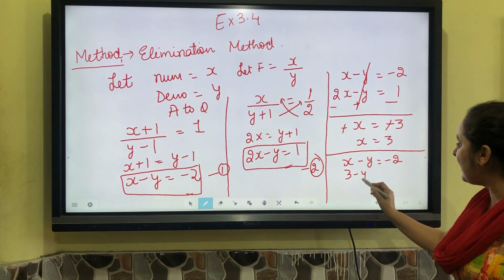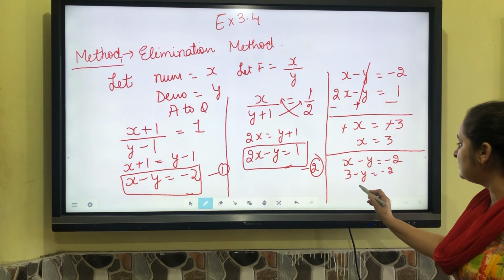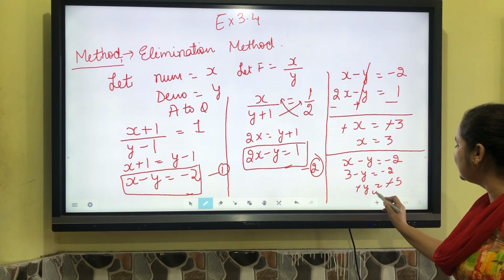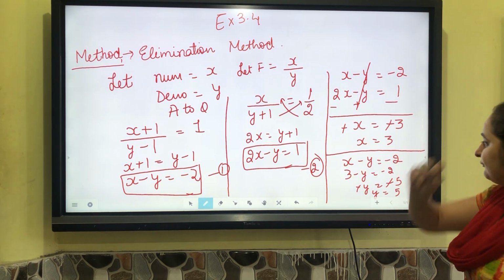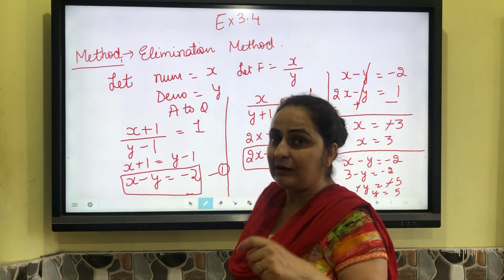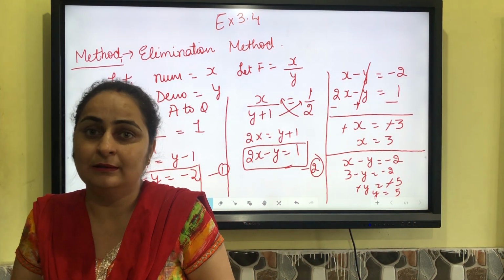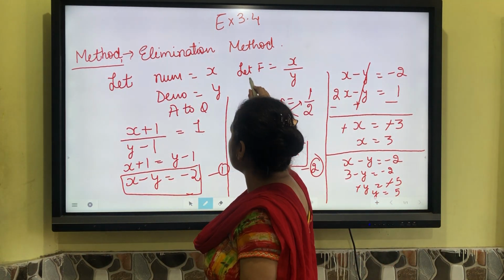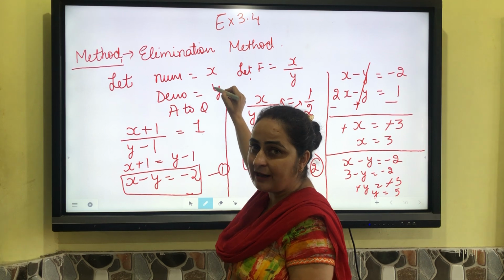Now, put this value here. 3 minus y is equal to minus 2, and minus y is equal to minus 5. That is, y is equal to 5. But what do you want to calculate here? Here we want to find the fraction, not the value of x and y.